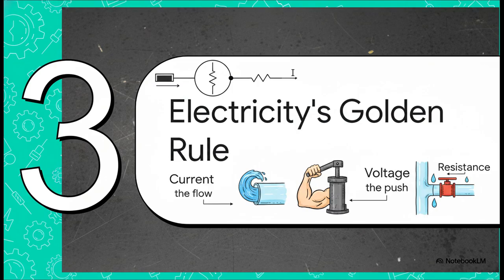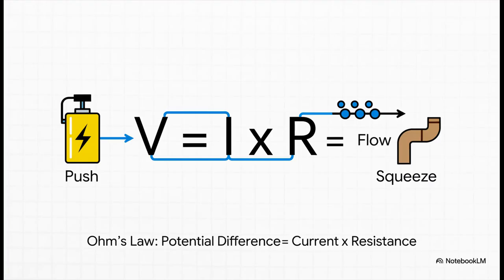Current, which is the flow, voltage, which is the push, and resistance, the squeeze. And it turns out there's a really simple, elegant rule that connects all three of them. It's called Ohm's law, and it's kind of electricity's golden rule. And there it is, V equals I times R. Or, if we put it back into our easy analogy, the amount of push you have is just the rate of flow multiplied by the amount of squeeze.